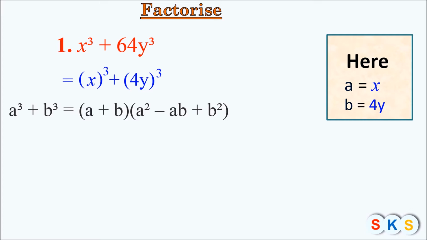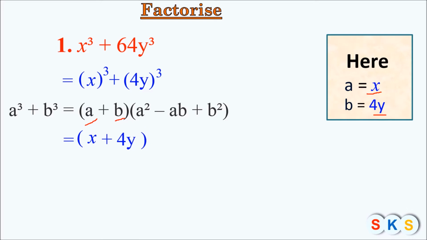Now we are going to substitute the value of a and b in this formula. You can see that here we have the first term a. What is a over here? You can see that in the box. Here a is x and second term is b, and here b is 4y. So we will substitute the value of a and b in this first bracket. So let's see what we will get here. We will get here x plus 4y, close the bracket.